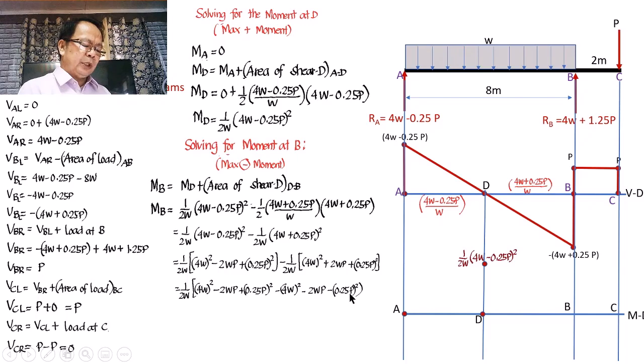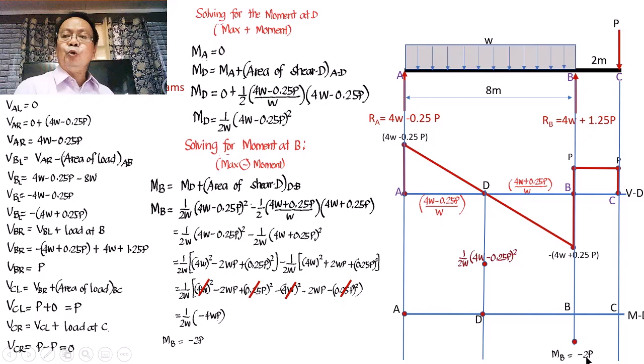minus 0.25 P square. At mapapansin natin dito sa ating equation, itong 4W square ay magkakancel. Itong 0.25P square magkakancel din. Diba? At ang matitira dito, negative 2WP minus 2WP will be what? Minus 4WP. And again, yung W will cancel, 2 will cancel, at ang matitira natin, moment at B will be negative 2P. Kaya yung negative 2P natin is somewhere here. Ito yun. Diba? Negative 2P.